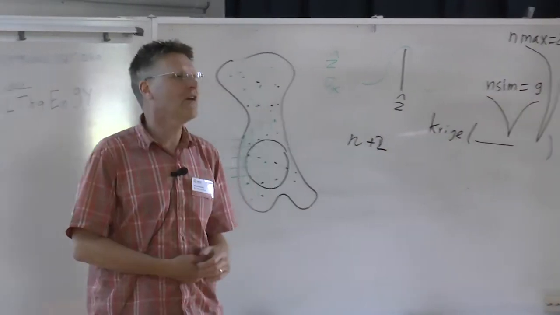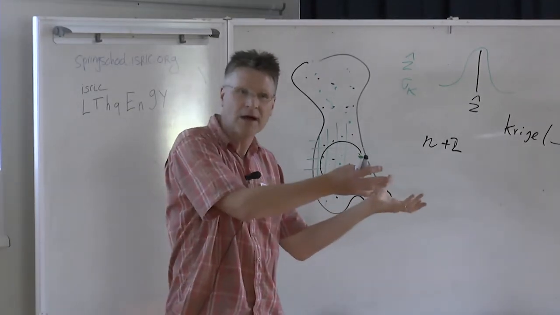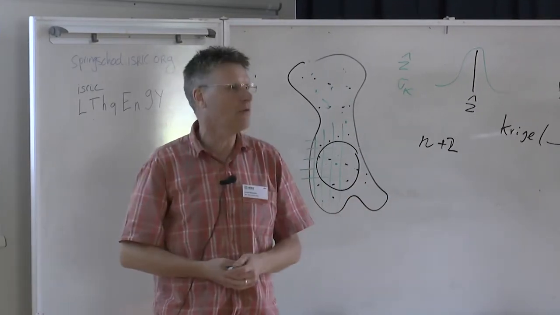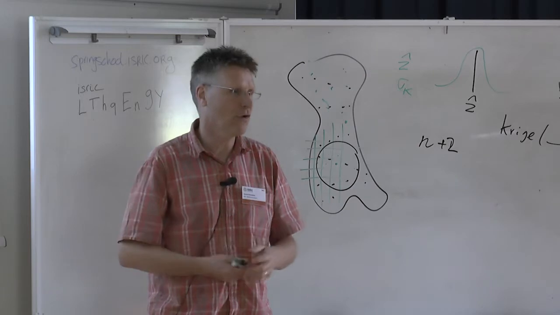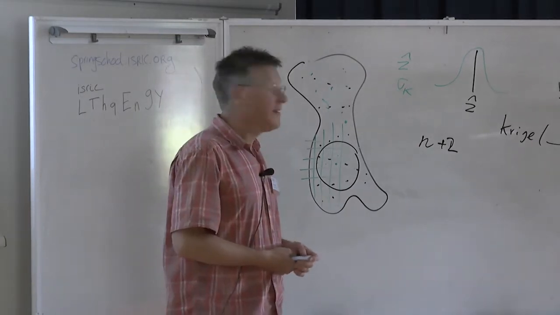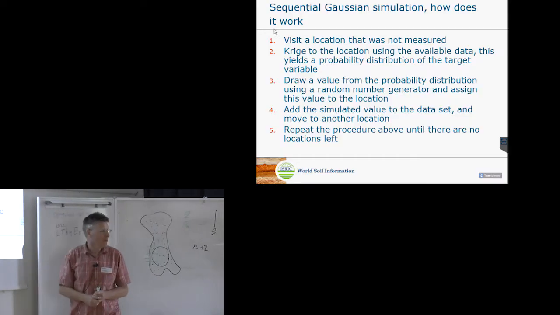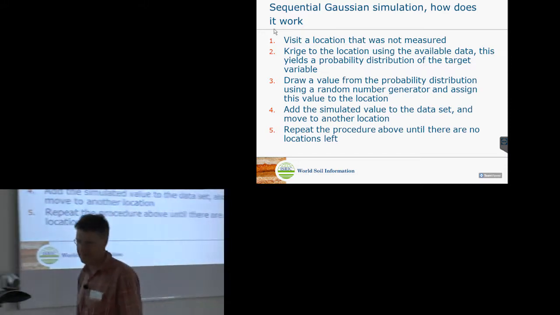So what you did on Monday, if you drop out the nmax parameter, you will see that the kriging will slow down. It will take longer. Well, that's basically the idea when you do spatial stochastic simulation.